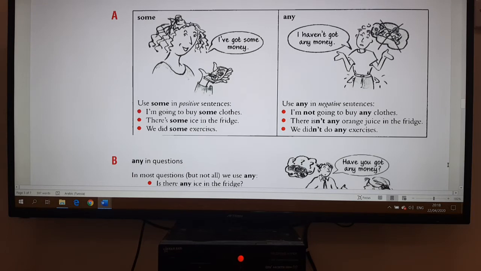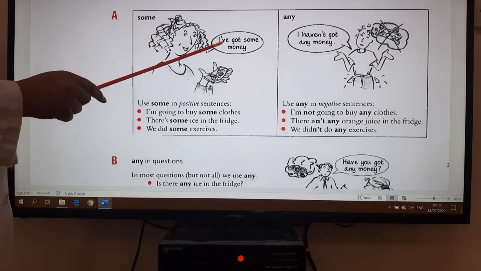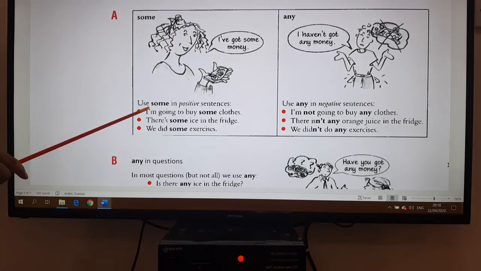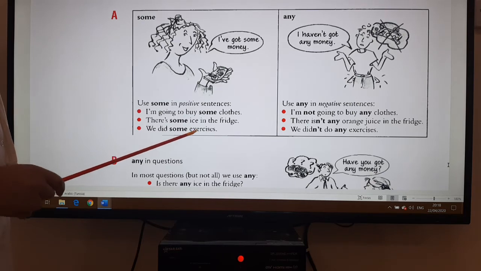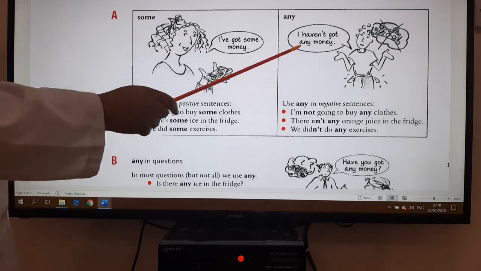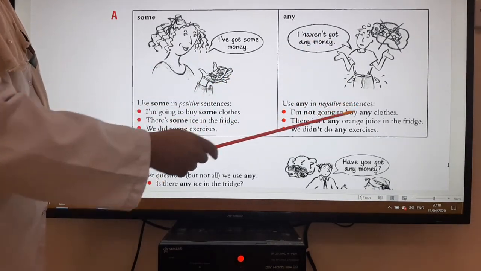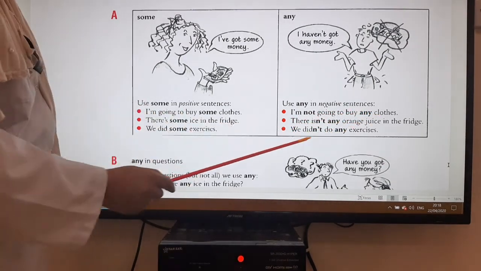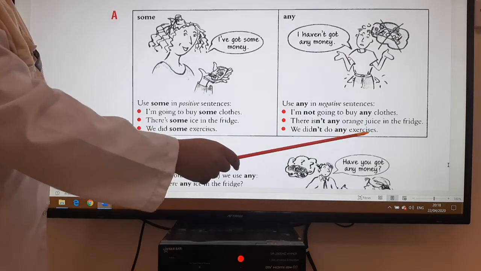Then I have added some more information about the uses of some and any. For some, we essentially use it in positive sentences, like you have here: I've got some money, or I'm going to buy some clothes, there's some ice in the fridge, or we did some exercises. But we use any in negative sentences. Look at this man, I haven't got any money. So we use any in negative sentences. I'm not going to buy any clothes, there isn't any orange juice in the fridge, or we didn't do any exercises.